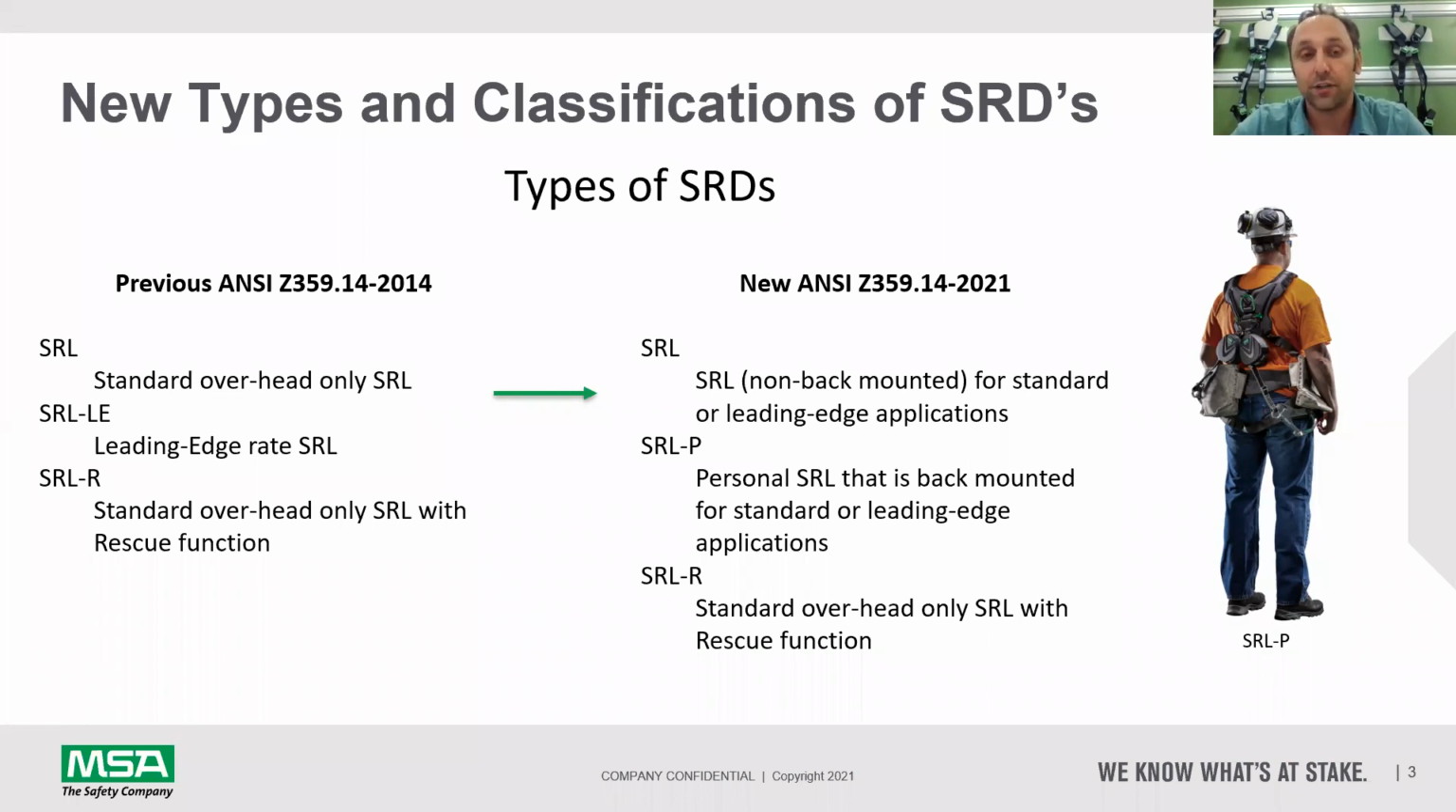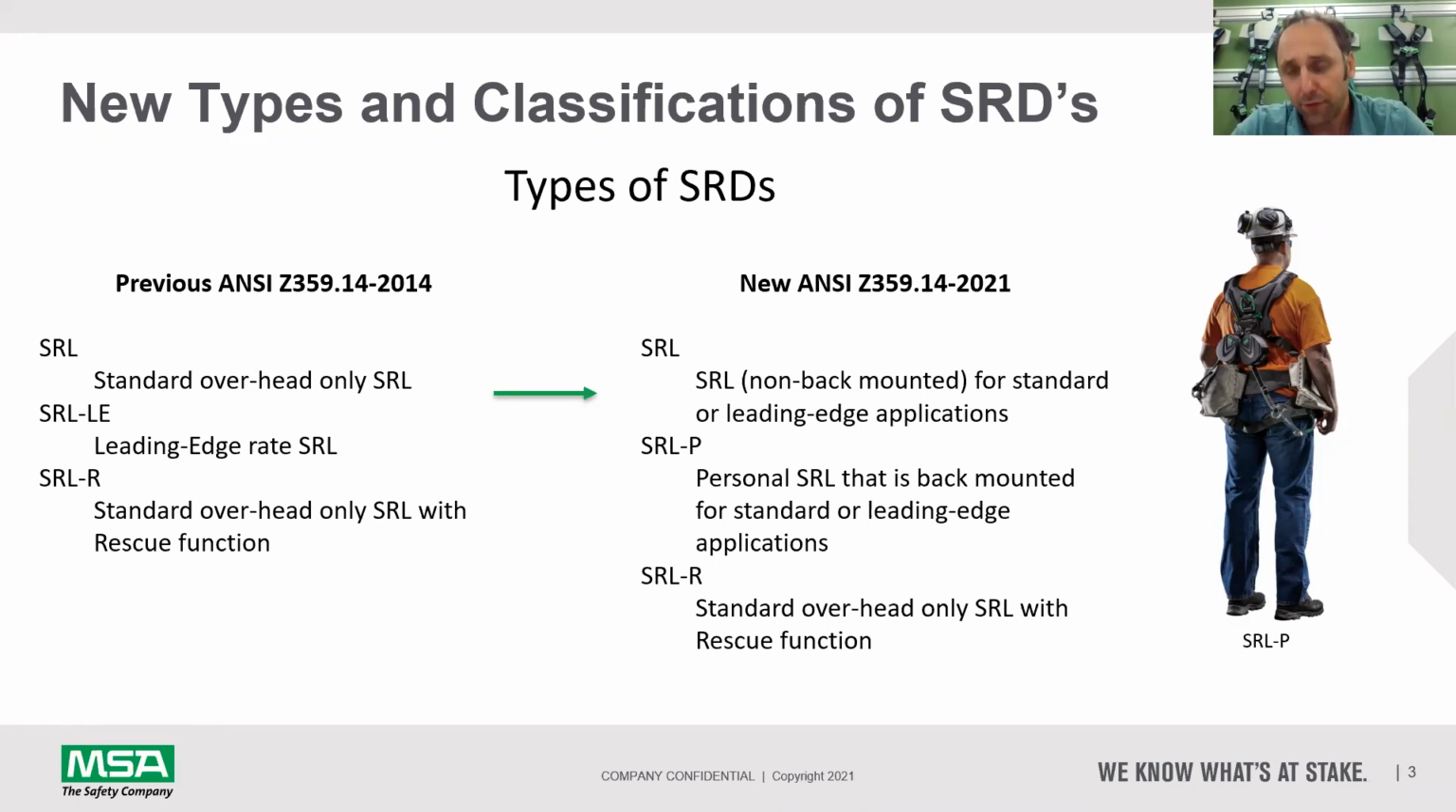SRL-LE. This was the introduction of the leading edge rated products, and SRL-R. This was, again, a standard SRL, overhead only type of mounting with a rescue function. And these types of SRDs were in there since the 2012 version.